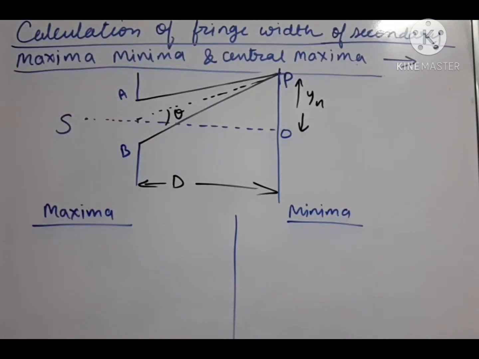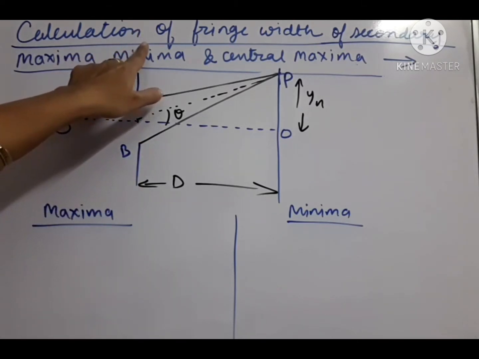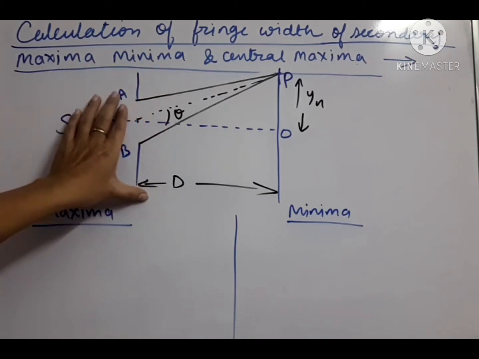Hello students, we have completed the first major question of diffraction phenomena, that is finding the condition of maxima and minima. And today we have the second major question of diffraction, that is calculation of the fringe width. So let us start calculating fringe width.